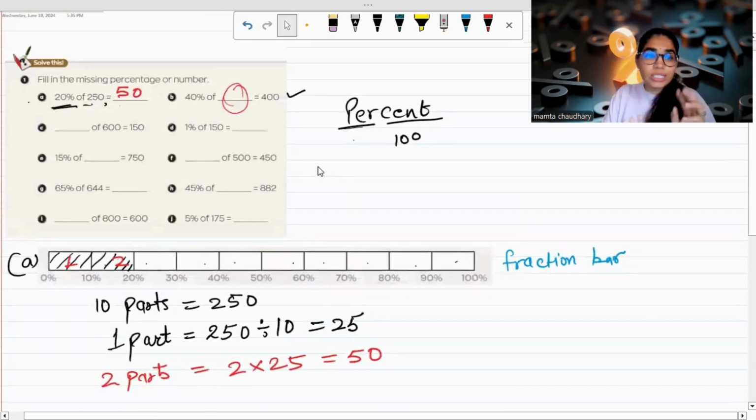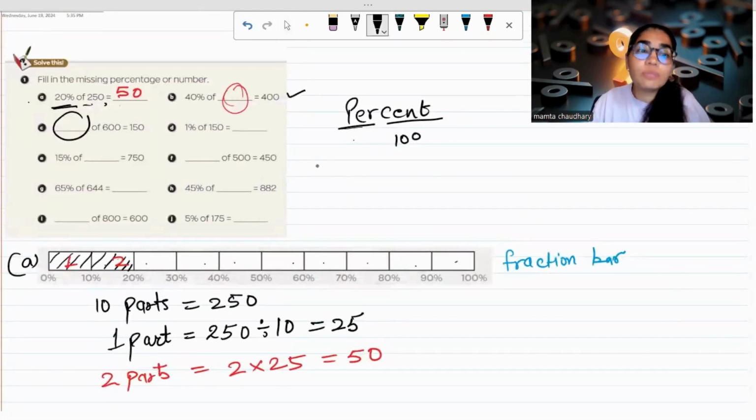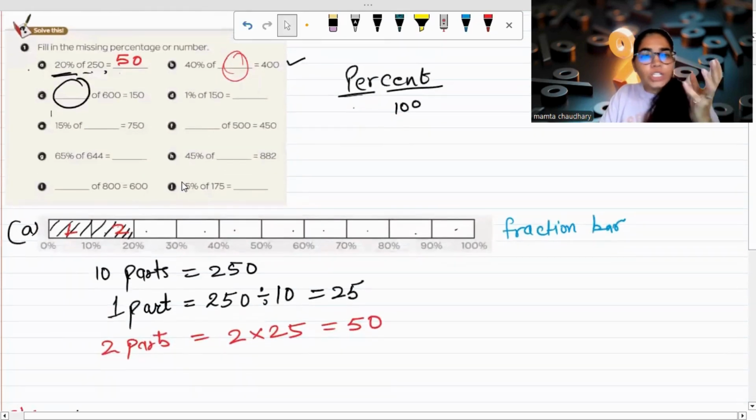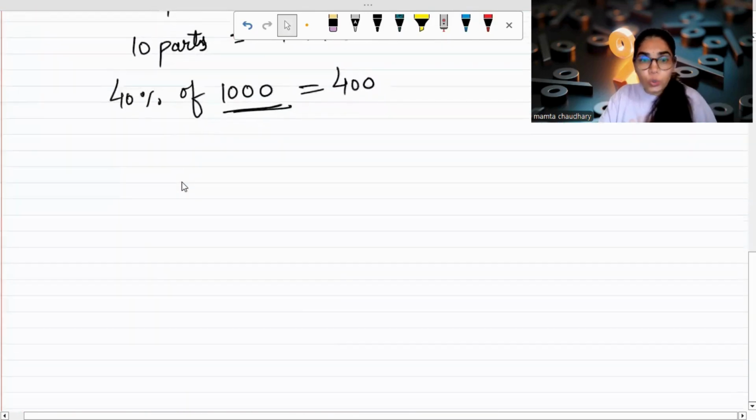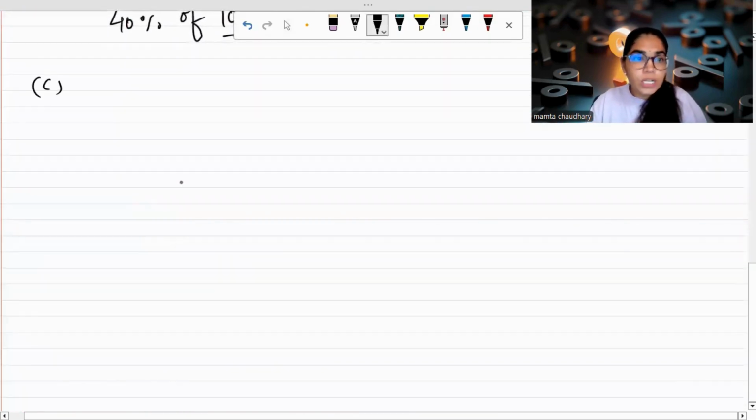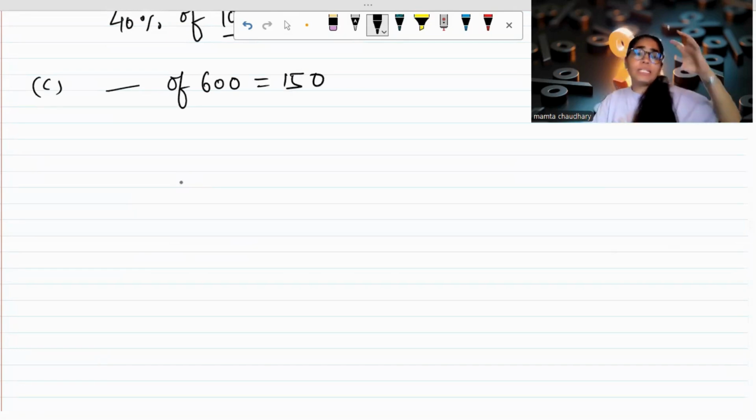Now the third question says, here you have to find, and here what is missing? Percentage is missing. So you have to find the percentage now. Okay. So let's see how to find percentage. So here, dash of 600 equals 150. Okay. So see, dash of 600 equals 150. It means you have to find how much percentage of 600 is 150. First is percentage, then whole, and then value.